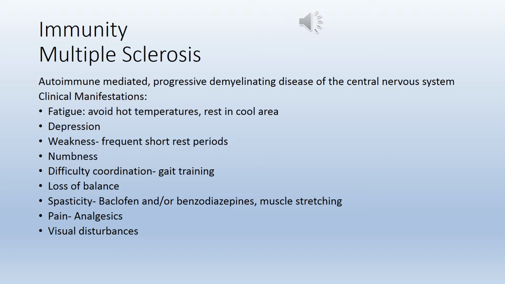Clinical manifestations include fatigue, so patients should avoid hot temperatures and rest in cool areas. Depression is one. Weakness. If they have weakness, they should have short rest periods. Numbness is a clinical manifestation. Difficulty in coordination. They need gait training. Loss of balance. Spasticity. Utilizing baclofen and/or benzodiazepines can help with the spasticity. Also, muscle stretching can help. Patients can have pain, for which they would utilize analgesics. And another clinical manifestation is visual disturbances.